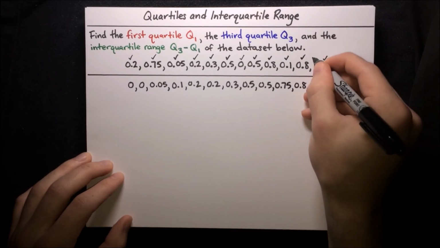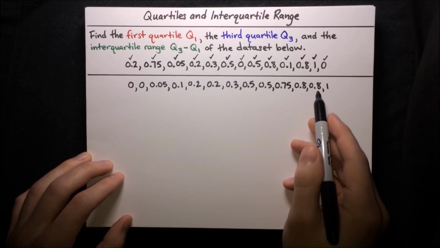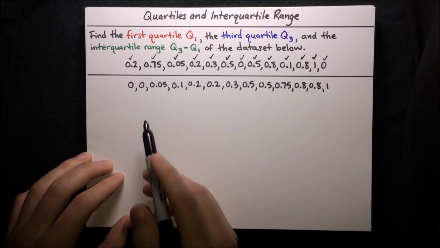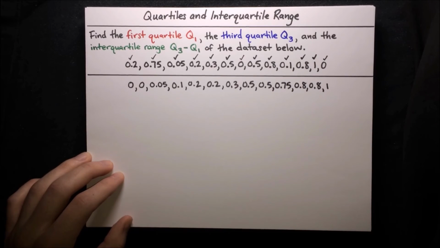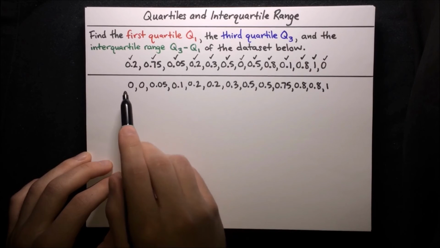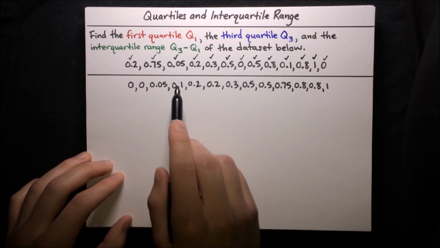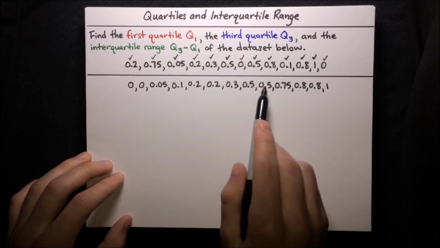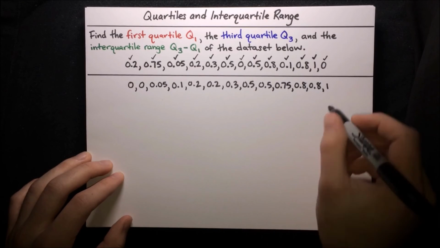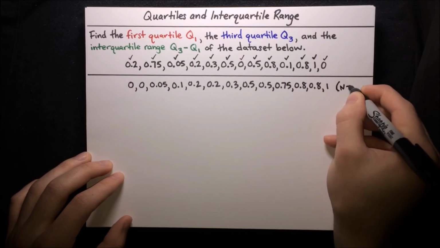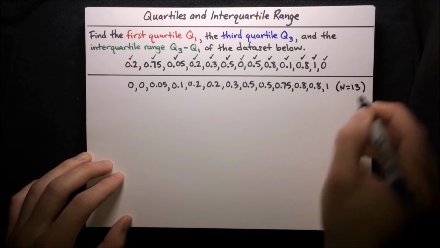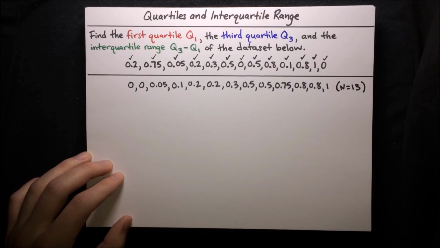Okay, great. So now it's sorted from least to greatest, and we can finally begin computing the first and third quartiles and the interquartile range. First, let's count up the number of values in the dataset. There's 1, 2, 3, 4, 5, 6, 7, 8, 9, 10, 11, 12, 13. So n equals 13. And now we can begin with our quartile computations.